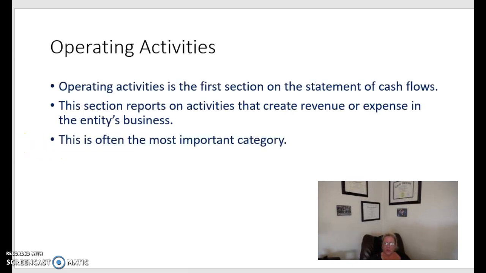So let's talk about the first one. That's operating activities, and this is the first section on the statement of cash flows. This section reports on activities that create revenue or expense in the business itself. So it's the operations of the business. What are we in business to do? We sell widgets. So any revenue that we get from widgets is going to be reported in the operating section.